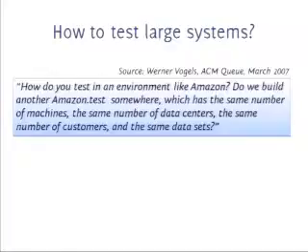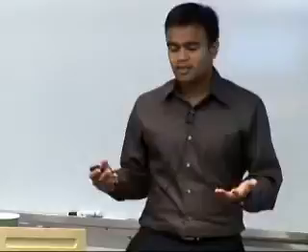So here's another problem. How do you test large systems? Here's a quote by Werner Vogels, who's the CTO of Amazon.com. And what he's pointing out is that in order to test a large system like Amazon, ideally you want to create a replica of the entire system and test on that replica. But what if you don't have the capacity to duplicate all that infrastructure? So typically we resort to doing small scale tests on a few number of machines and extrapolate from there.